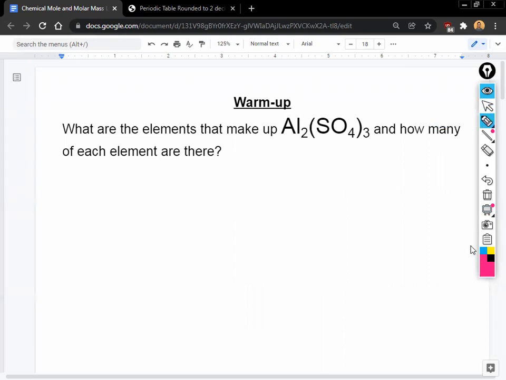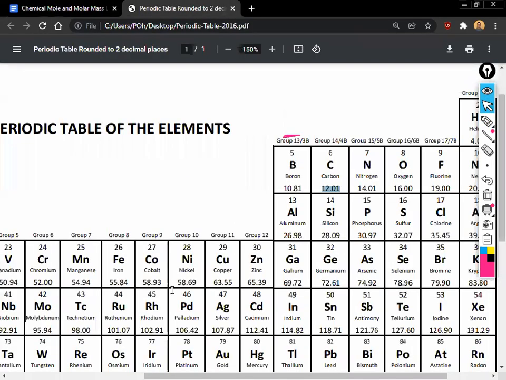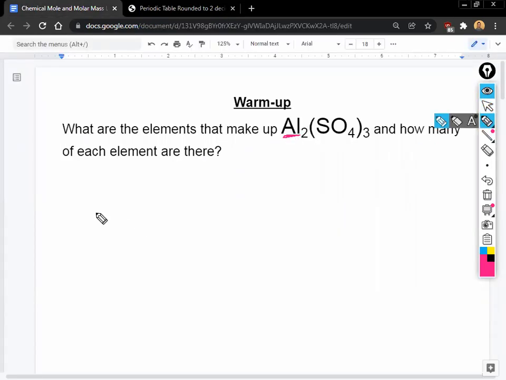The first element that I have is aluminum. It's Al, and we know that because the capital letters tell us what the elements are. If you go to the periodic table, you'll see that Al is aluminum. So let's write that down on our paper. We have Al. The first element in this molecule is Al.